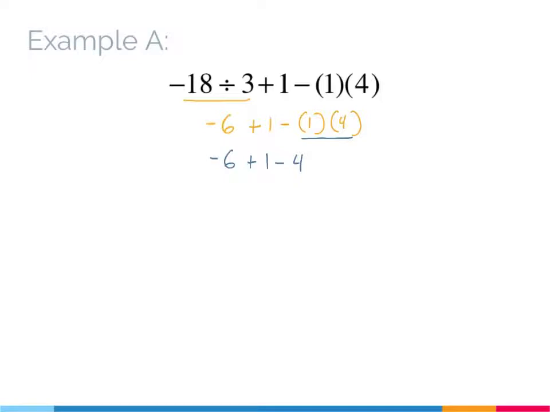For the next step in my problem, I've got no multiplication left, no division left. I just got addition and subtraction. So again, I'm going to start with the thing that's on the left. And in that case, that is addition. So negative 6 plus 1.